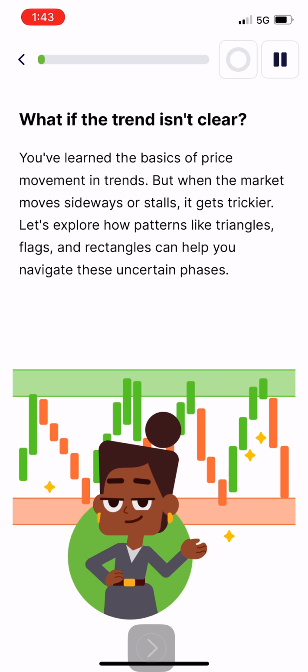What if the trend isn't clear? You've learned the basics of price movement in trends, but when the market moves sideways or stalls, it gets trickier. Let's explore how patterns like triangles, flags, and rectangles can help you navigate these uncertain phases.